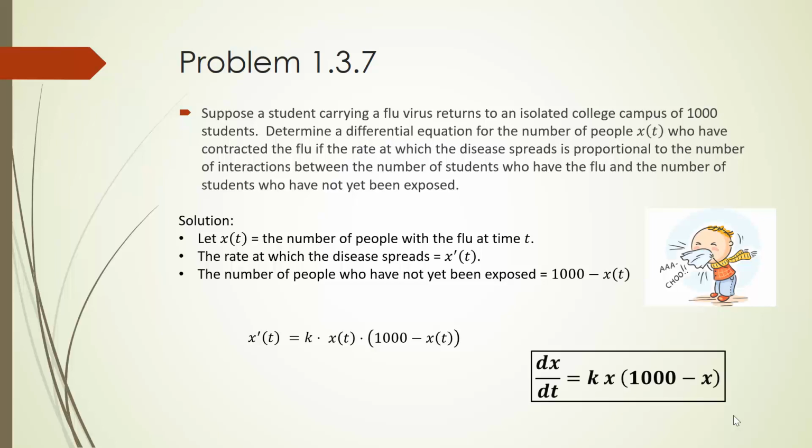And then let's rewrite it in Leibniz notation, and instead of x of t we'll just use x. Here we have dx dt is equal to k times x times 1,000 minus x. So that's it. That's problem number 7.